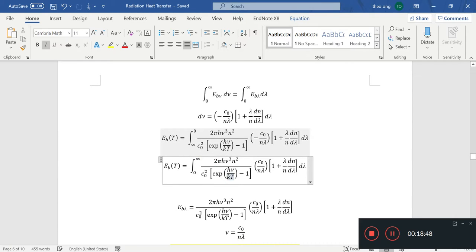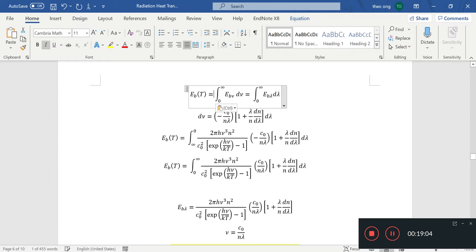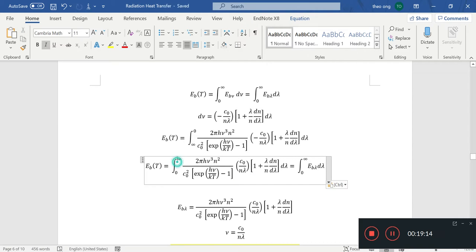So what we are left with is this expression. We are integrating from 0 to infinity E_b lambda d lambda. So where's d lambda? d lambda is here, and this whole lot in here, if we just compare, integrate from 0 to infinity, d lambda is outside here, d lambda is outside here. So what we conclude is that E_b lambda is whatever this expression is on the inside. This is what I've written here.